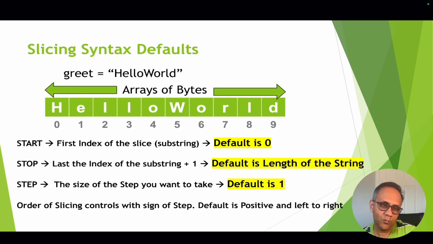Another thing I wanted to mention: step is by default 1, and it always goes from left to right. Great, we understand that. But if you want to reverse it, if you want to go from right to left, then you need to use -1. When you use a negative sign in the step, it will go from right to left. The order will change. I will show you everything. But first, let's look at the defaults for start, stop, and step. If we do not mention anything, how does it behave? Let's see in the code.